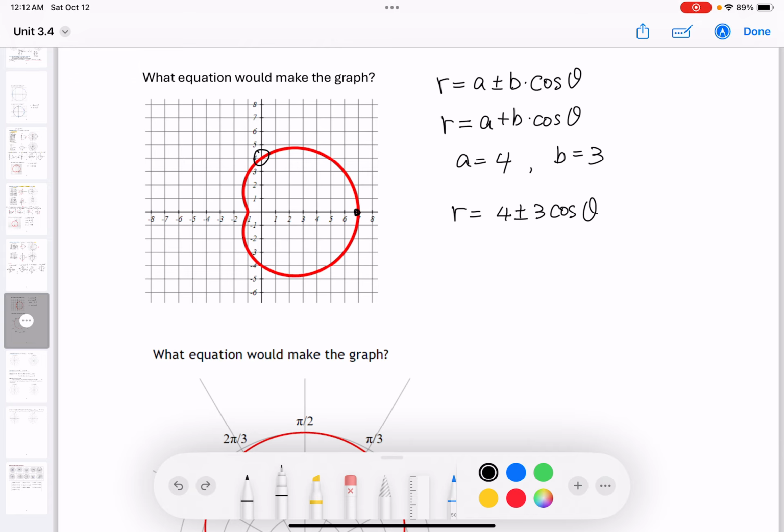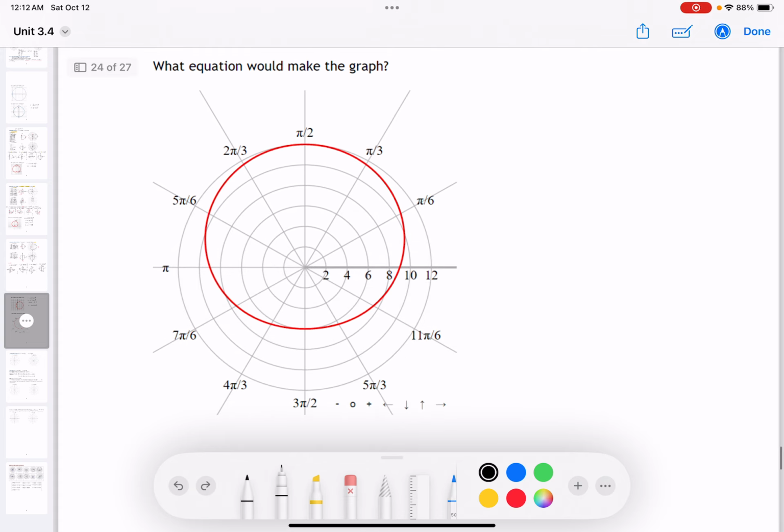Okay. Also here, this point is equal to the difference between a and b, which is 4 minus 3, which is 1. All right, let's see the next example.